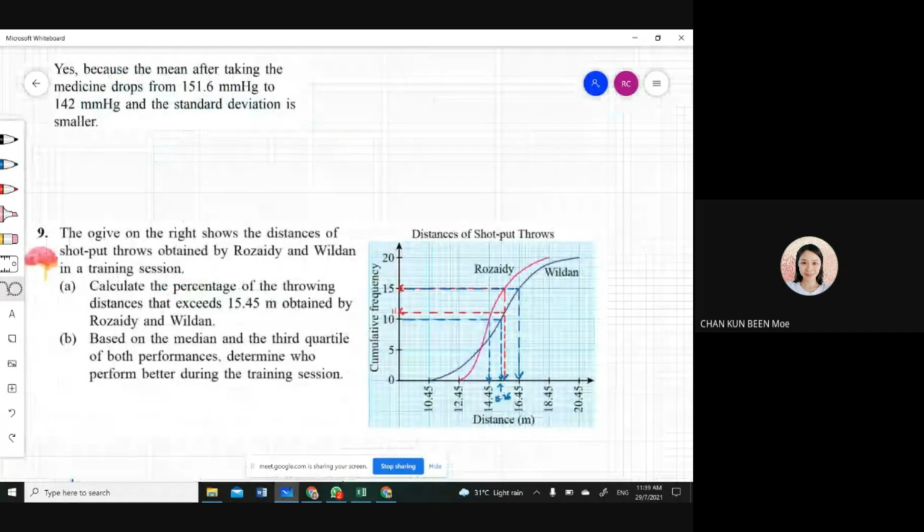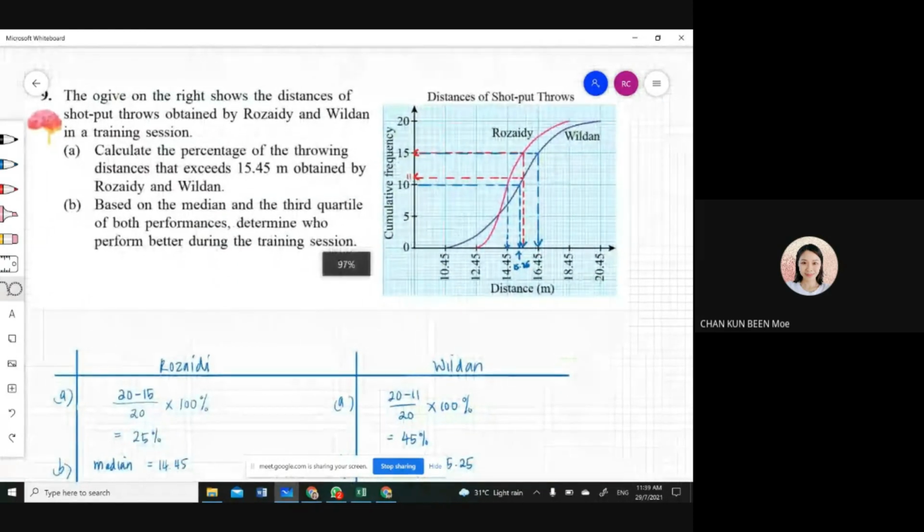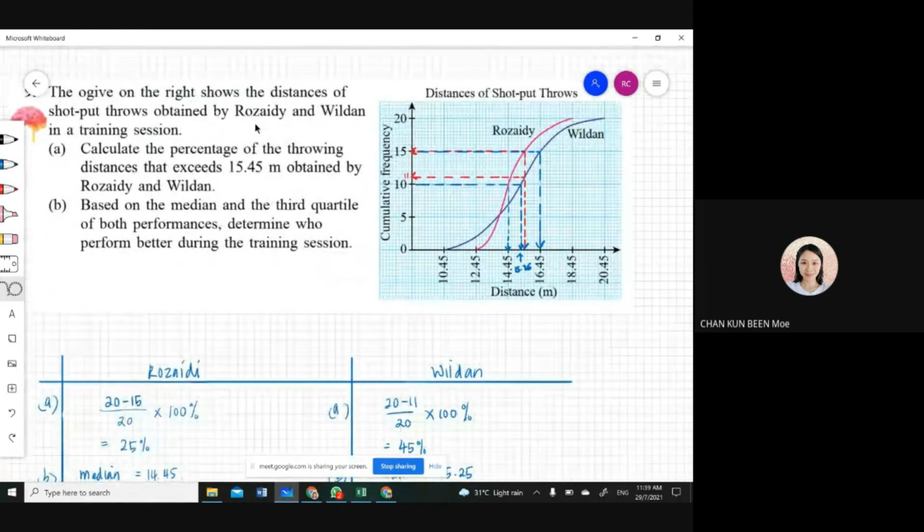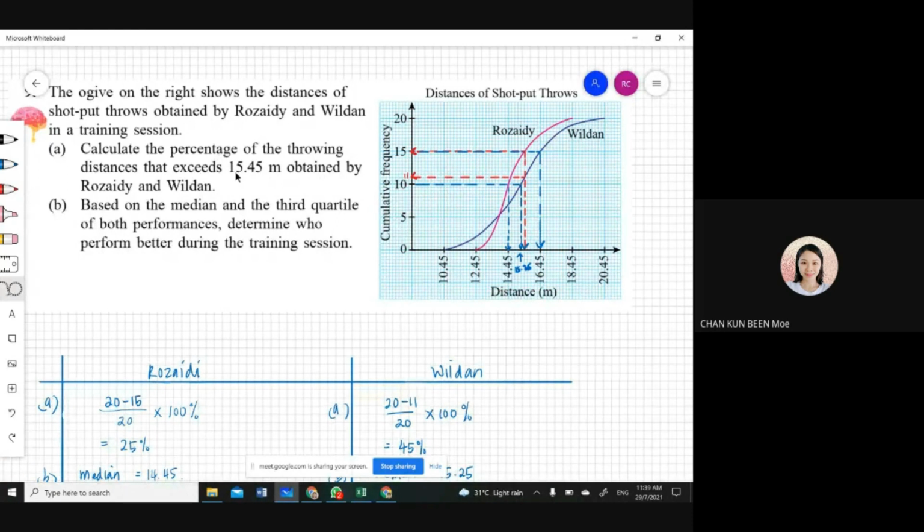Now we look at question number 9 here. The ogive on the right shows the distances of shot put obtained by Rosidi and Wildan. You can see the red graph over here is Rosidi and the blue one is Wildan. In a training session, they ask you to calculate the percentage of the throwing that exceeds 15.45 meters obtained by Rosidi and Wildan. So what we need to do is find out 15.45. 15.45 is in the middle here.